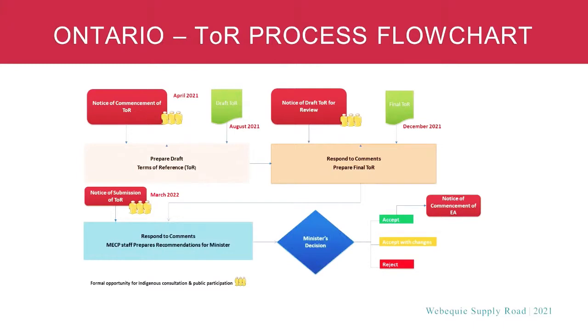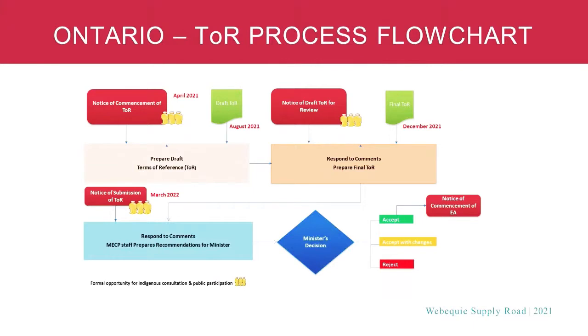So you have the notice of commencement, the public review process, where in public participation you can actually feed into the drafting, stating your views on things and what you'd like to see in the project. And then we take that public input as part of the drafting of the terms of reference. And then the next milestone is the notice of the draft TOR for review.